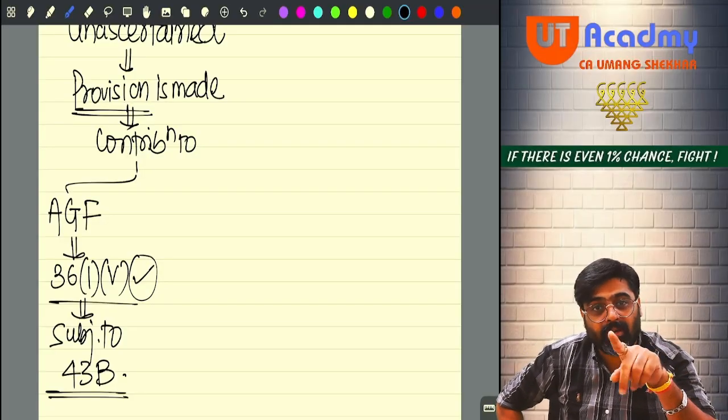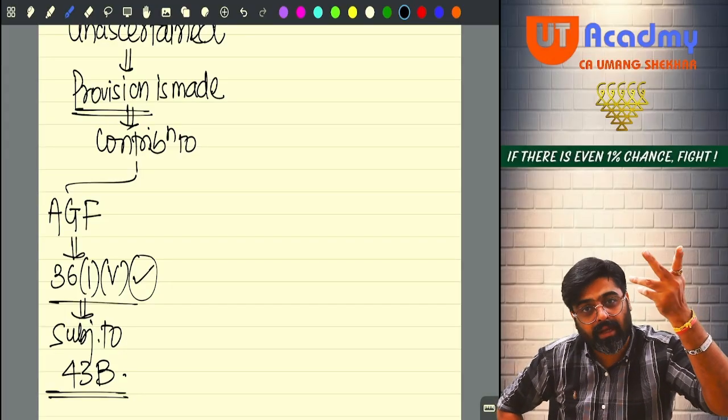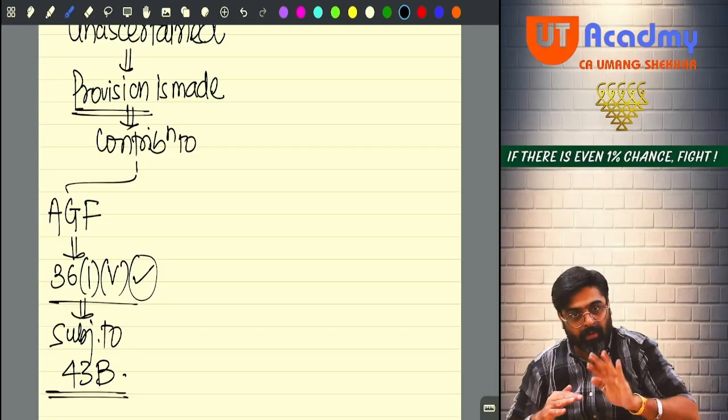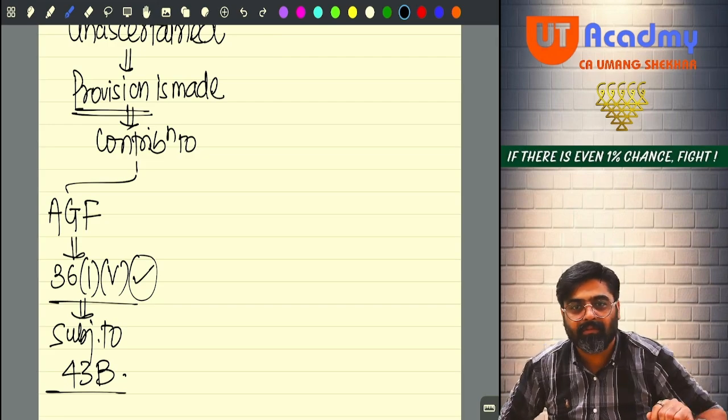If I have actually contributed, will it be considered as my business expense for this year? Yes. Will it be allowed as a deduction? Yes. So meaning that if I have debited, allowed means reduced from my profits. Yes or no? My profits for this year reduced by 5 lakhs by taking this deduction.